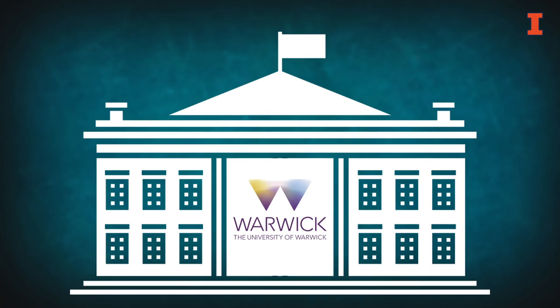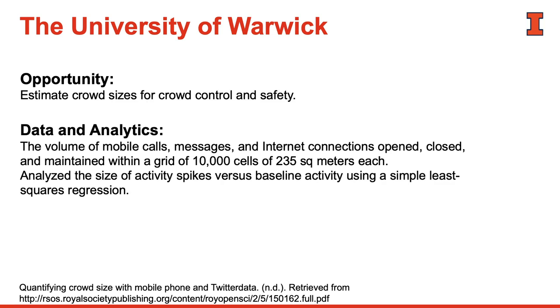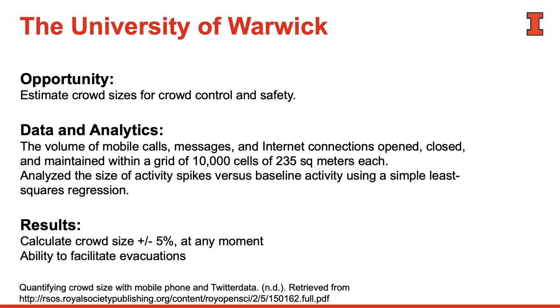Some of the more interesting analytic solutions come out of universities themselves. For example, the University of Warwick in the UK created a solution to estimate crowd sizes for crowd control and safety. They used the tweets sent associated with a geolocation and timestamps for a designated area. They also use the volume of mobile calls, messages, and internet connections within a particular grid. They can analyze the size of activity spikes versus baseline activity and calculate crowd sizes to within 5% at any moment. This gives the public safety personnel the ability to facilitate evacuations and control crowds to avoid disasters.